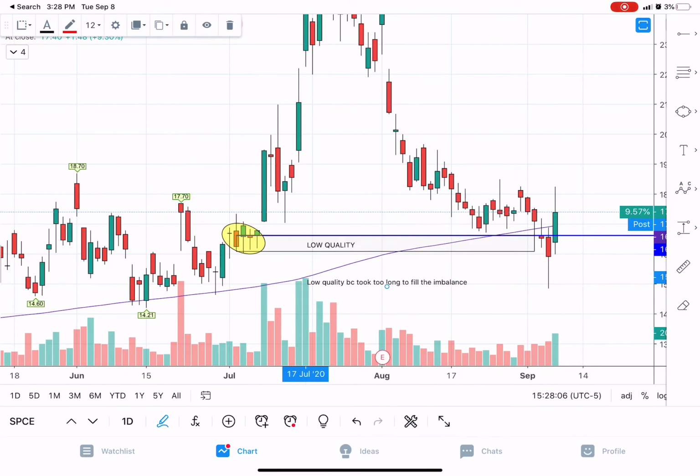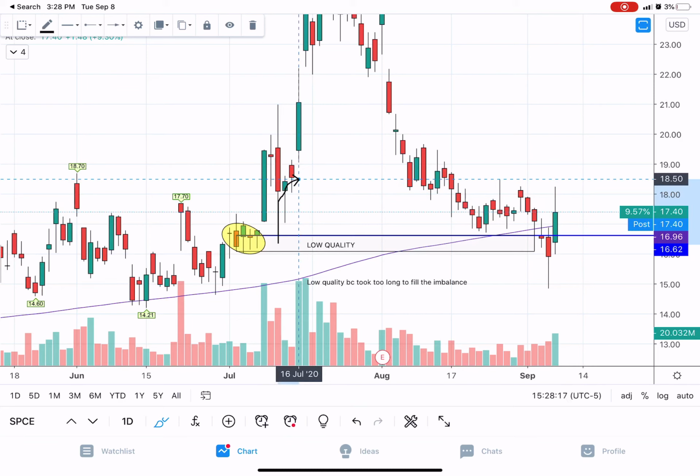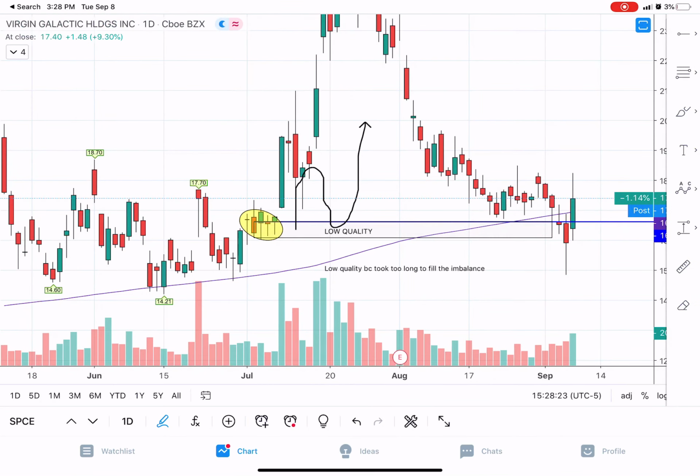So in retrospect, let's say that we did form this imbalance, and then price actually formed the imbalance. We rallied, but let's say one week later, it did retrace into here. Well, then it's safe to assume that this is going to be a strong level of demand because it took only 3 to 5, or up to a week, or 5 trading sessions to fill this imbalance.